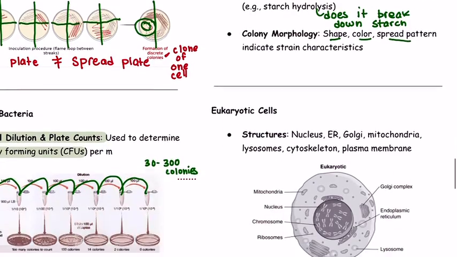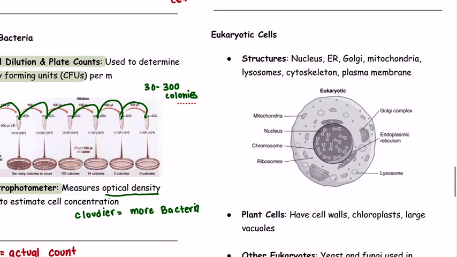All right, so let's come down here. Let's talk about eukaryotic cells. So eukaryotic cells are going to be a little bit more complex. They're going to have a nucleus, an endoplasmic reticulum, the Golgi apparatus, which packages things. Mitochondria is going to be ATP. Lysosomes, which are there to break down any waste. And then the cytoskeleton, which makes up the outer shell. And then the plasma membrane.